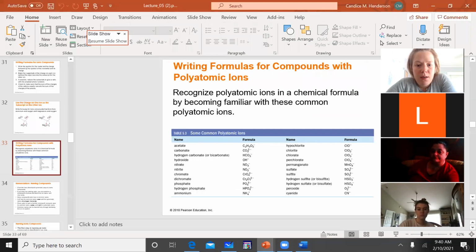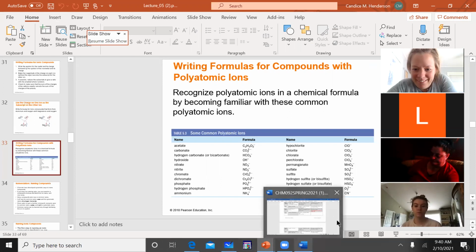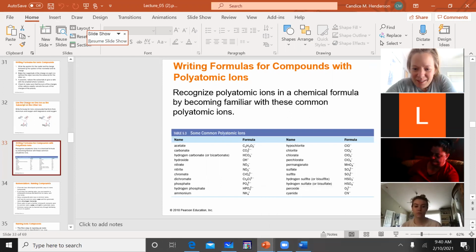Okay. So back to naming and nomenclature. So we had talked about polyatomic ions and how, where are you, mouse? There you go. Keeps disappearing on me.